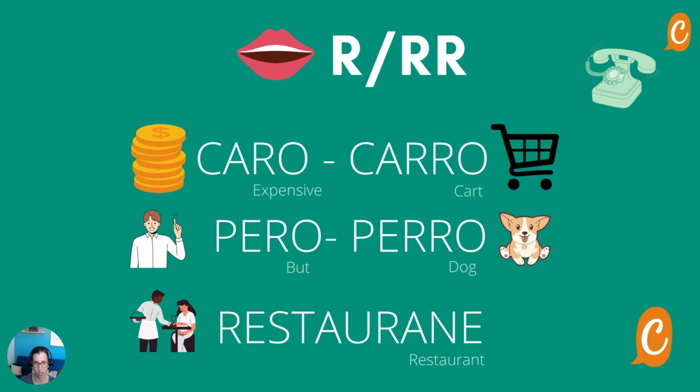It doesn't mean car in Spain. It just means the shopping cart, the small one. Pero, perro, but and expensive. And the last one, restaurante. When it's at the beginning of the word, notice even if there's only one R, we're going to make it roll, so it's going to be a strong one.